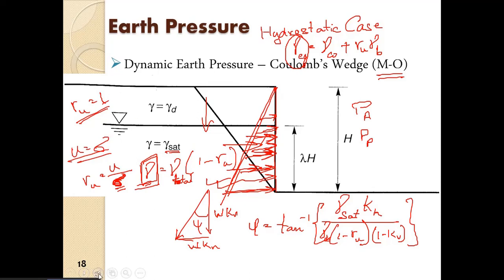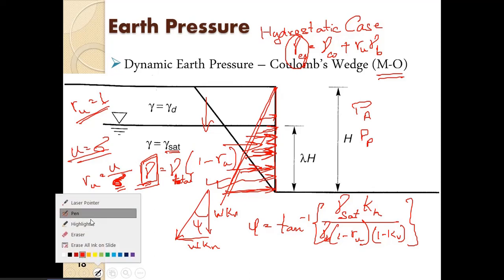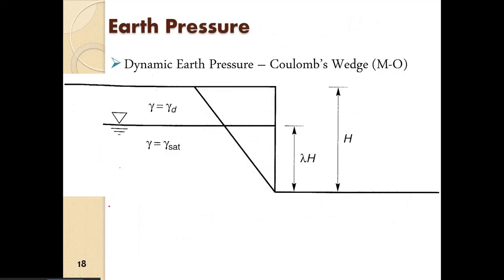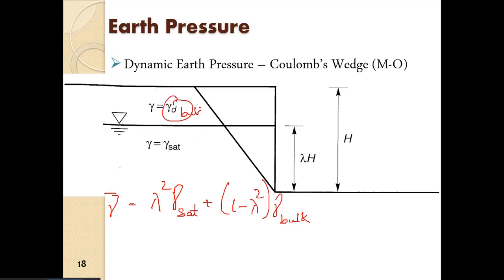And of course, as we have discussed in the previous class, we can very simply consider the average unit weight, which is lambda squared into gamma saturated plus 1 minus lambda squared into gamma bulk. So this is the gamma bulk, right? And this is the gamma saturated, and this is lambda h. So lambda is the factor defining the depth of pore water with height of the retaining wall.